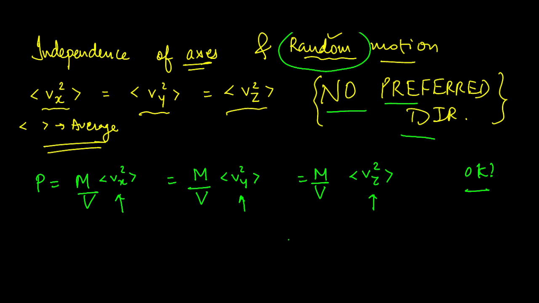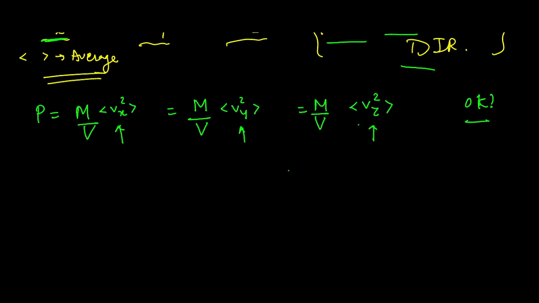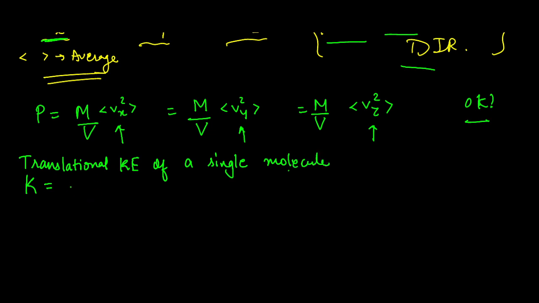Okay, so like I mentioned, average of Vx square, average of Vy square and average of Vz square is equal. So now if I write the kinetic energy of a single molecule, translational kinetic energy of a single molecule, of one molecule, that is, then that is going to be 1 by 2 mv square.